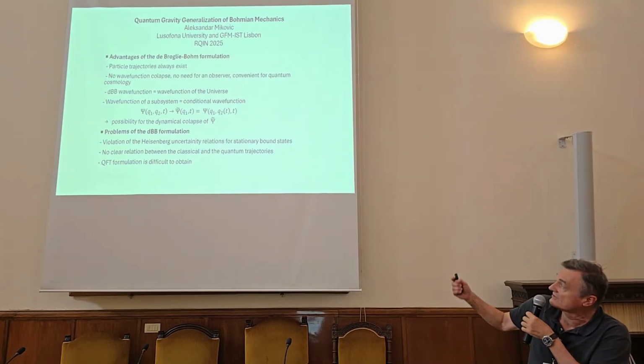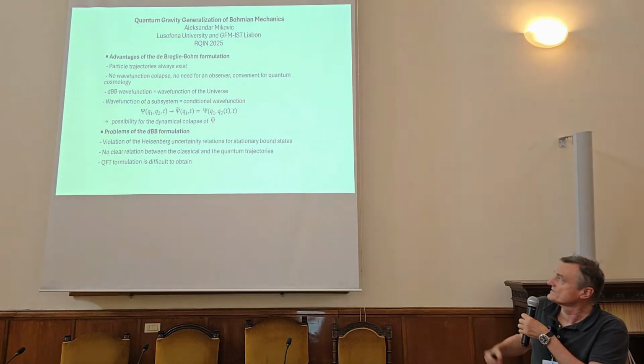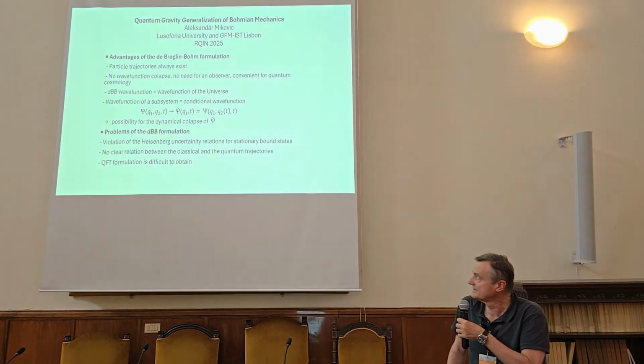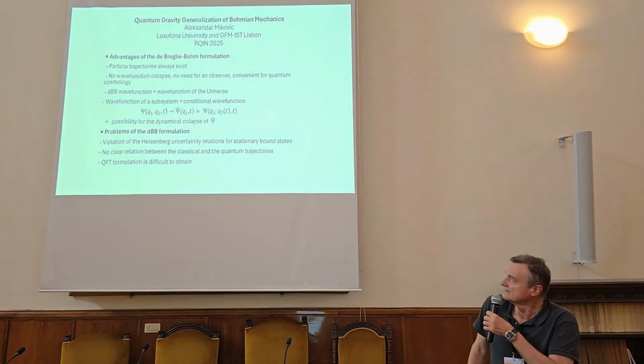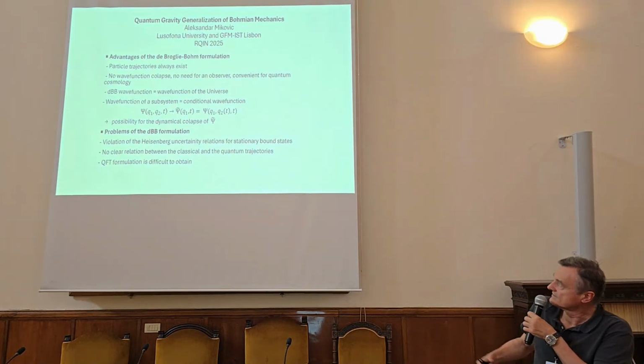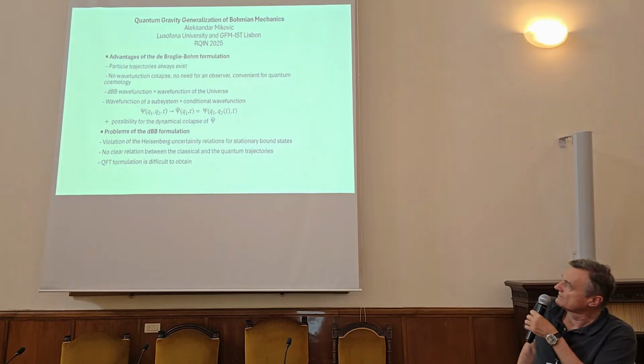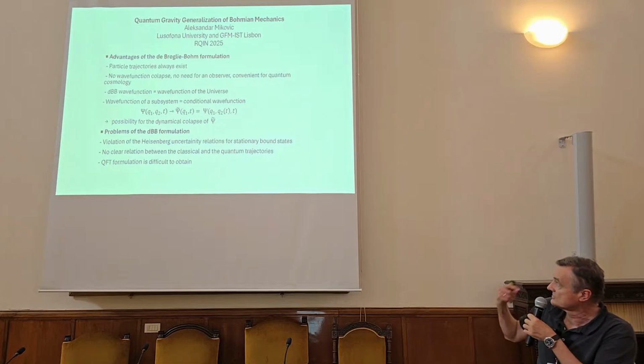So this wave function then has a possibility of the dynamical collapse and can display certain features we need from a wave function. Now, what are the problems? The first is the violation of the Heisenberg uncertainty relations for stationary bound states.